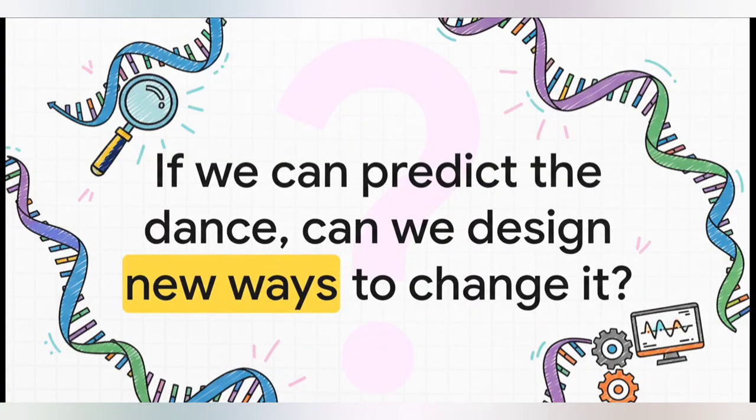And that leaves us with a really powerful, forward-looking question. If we can build these models so well that we can actually predict the intricate steps of DNA's dance, what comes next? Does it mean we can start to design new drugs, new therapies that can actually change the steps of the dance? To maybe correct a wrong move, or even write a whole new piece of choreography in our fight against disease? The dance, it seems, is only just beginning.